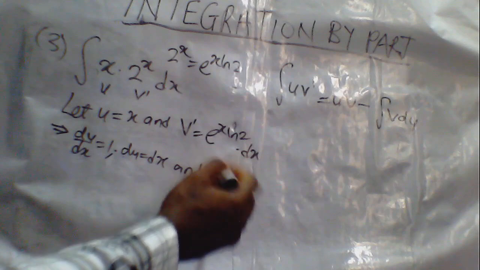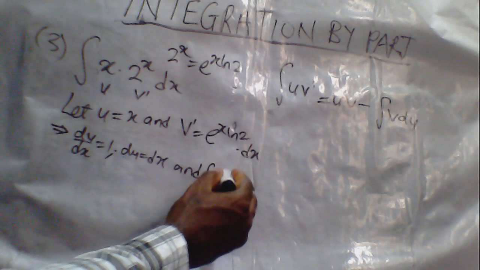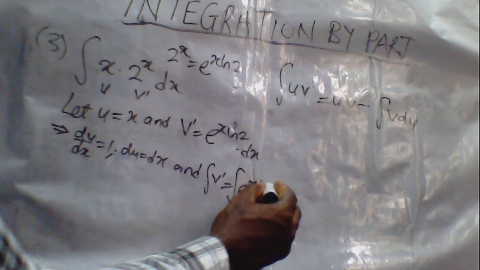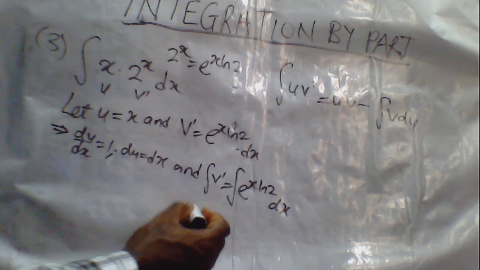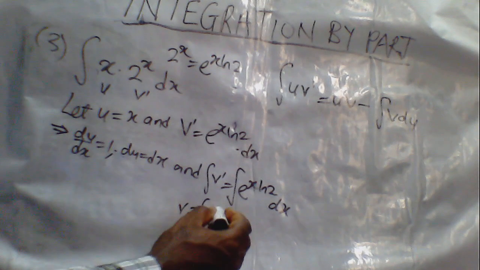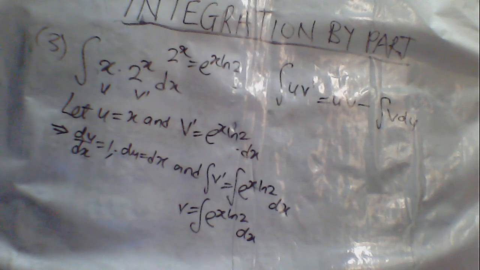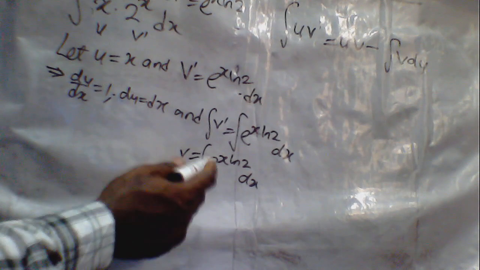For us to find v, we have to find the integral of both sides. So we have integral v prime is equal to integral what? e raised to power s ln 2 ds. Is it not? So from here, v is equal to what? Integral e raised to power s ln 2 ds. So from here we can proceed. So here we can now solve this, find the integration of this before we start substituting.